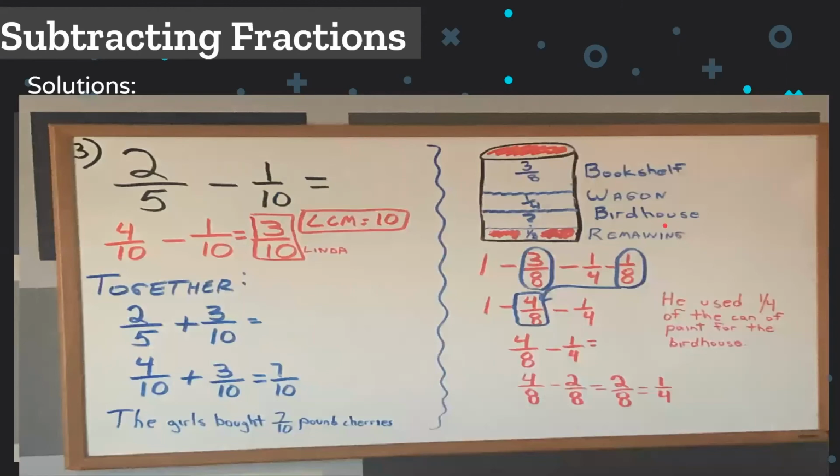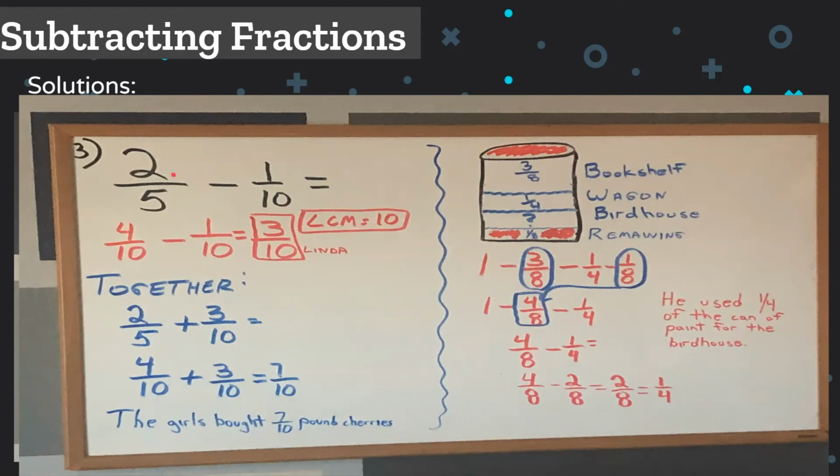Let's move to a couple more problems. We'll move to our next problem, which was about Tiffany and her friend Linda. They bought cherries. Tiffany bought 2/5 of a pound of cherries, and Linda bought 1/10 less than that. So what we want to find out is, what did they buy together?